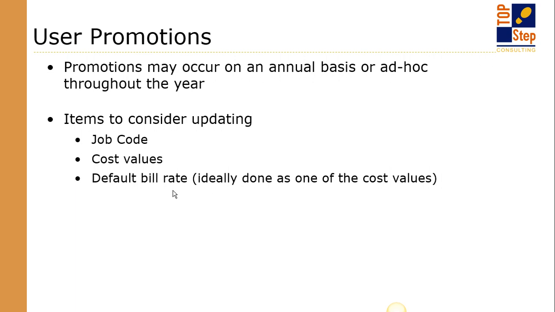And a lot of companies also store default bill rates. So if I'm an analyst, I'm expected to bill at $150 an hour. Well, if I have a cost change or a job code change, does my bill rate need to be updated for the next year? So that's another place where you'd want to make an adjustment.